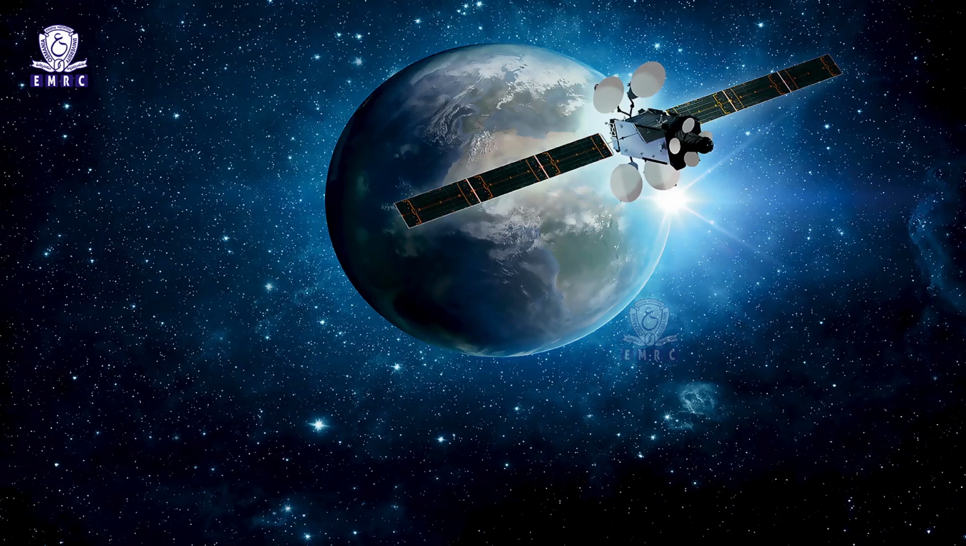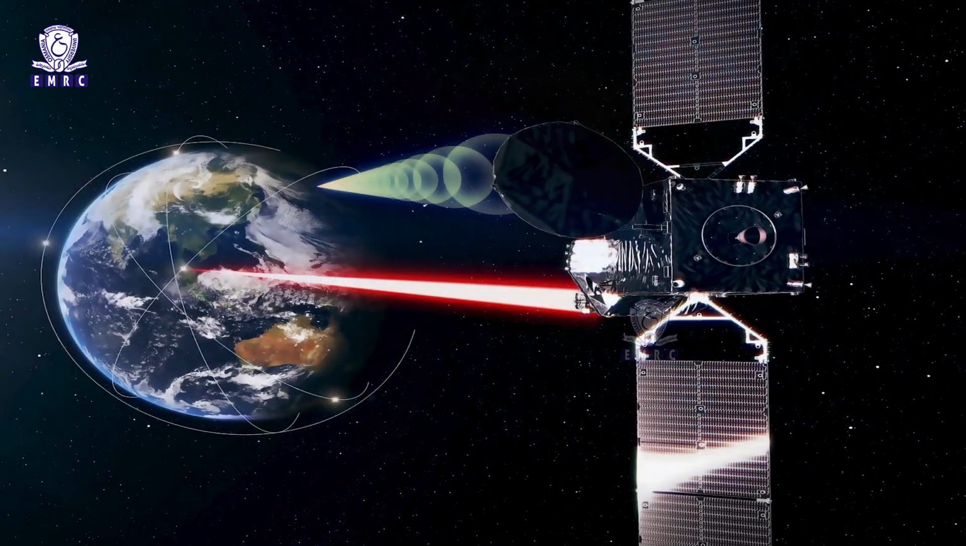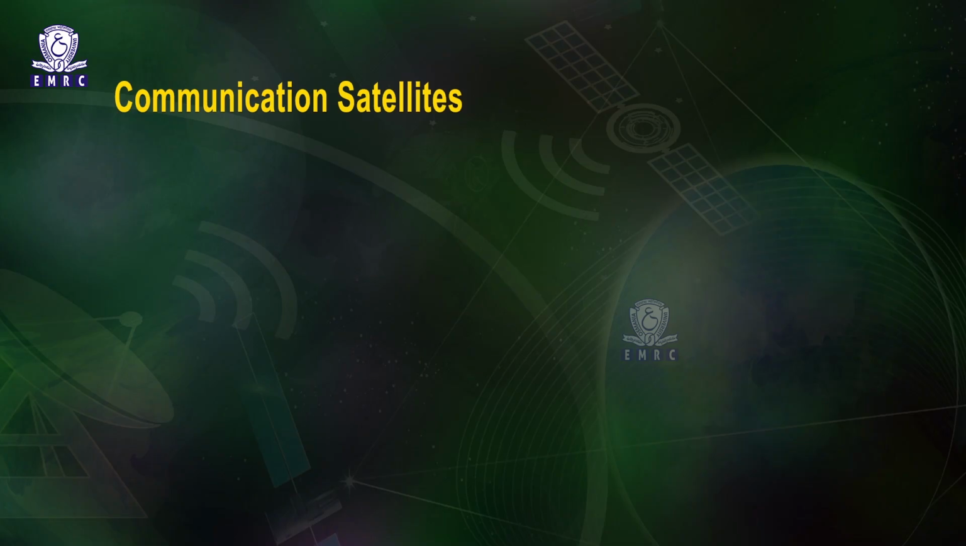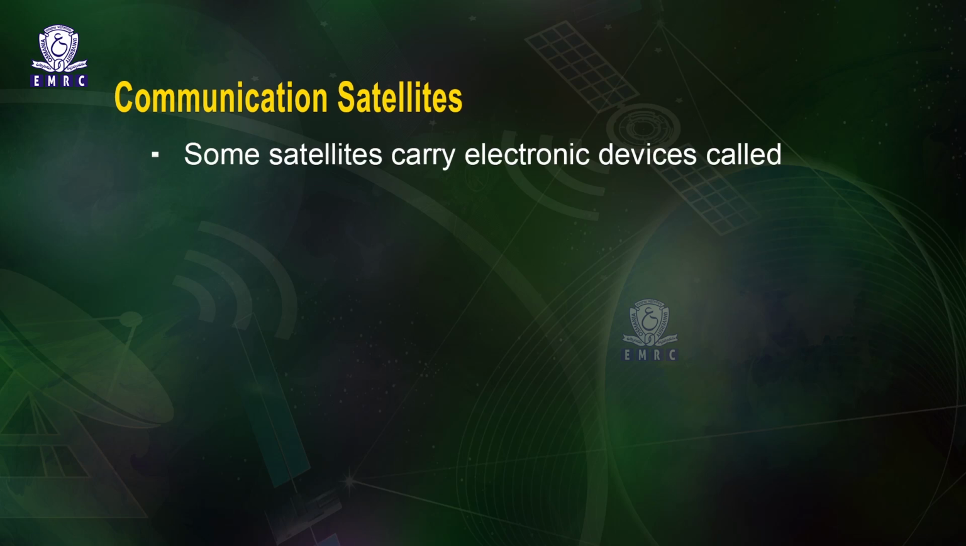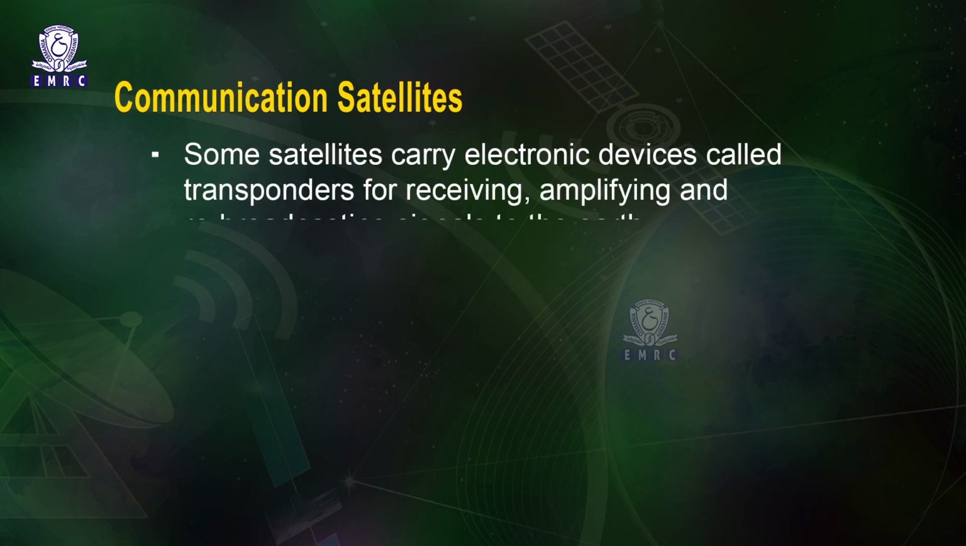The satellite can have a passive role in communications, like bouncing signals from Earth back to another location on the Earth. On the other hand, some satellites carry electronic devices called transponders for receiving, amplifying and rebroadcasting signals to the Earth. Communication satellites are often in geostationary orbit.